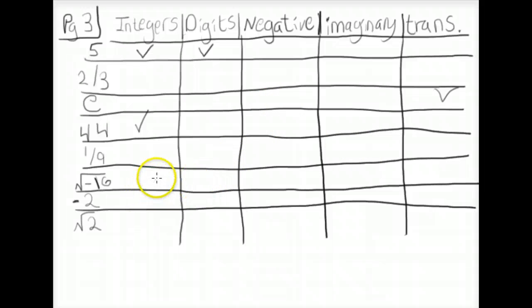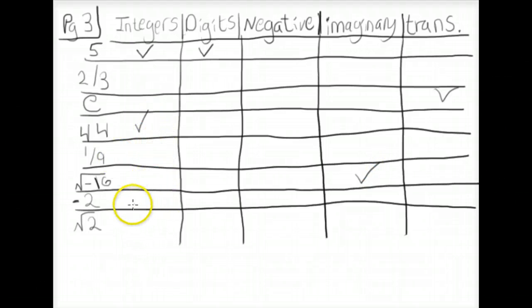The square root of -16 is not an integer. It is not a digit, and it's not a negative number, even though you see the -16, because the negative number only applies to those that are real. The square root of -16, though, is an imaginary number.